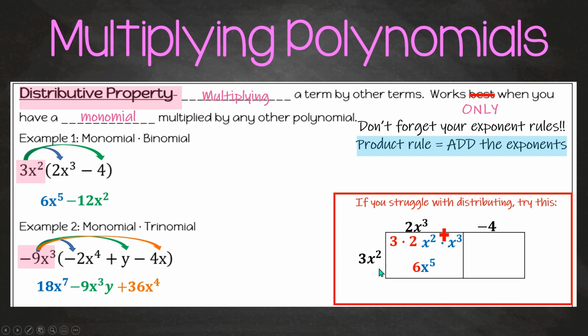Then I'm going to take this 3x squared and multiply it by the negative 4. So 3 times negative 4, and then we have the x squared. So we end up with negative 12x squared. Of course, we end up getting the same answer as we did over here when we distributed. It's just that this may be easier for some people to remember or visualize or keep their terms organized. So this is an option that you can use.